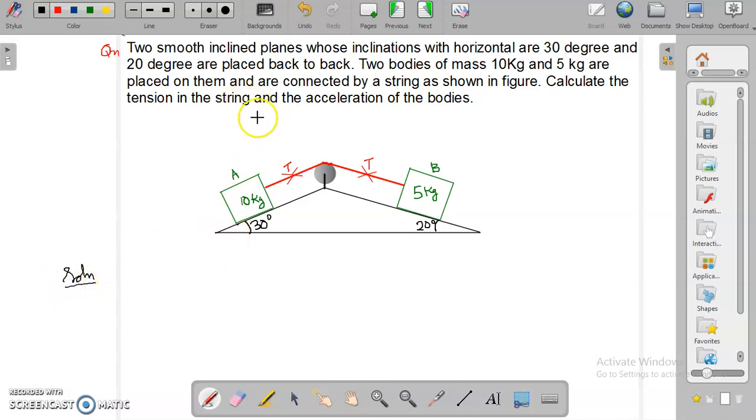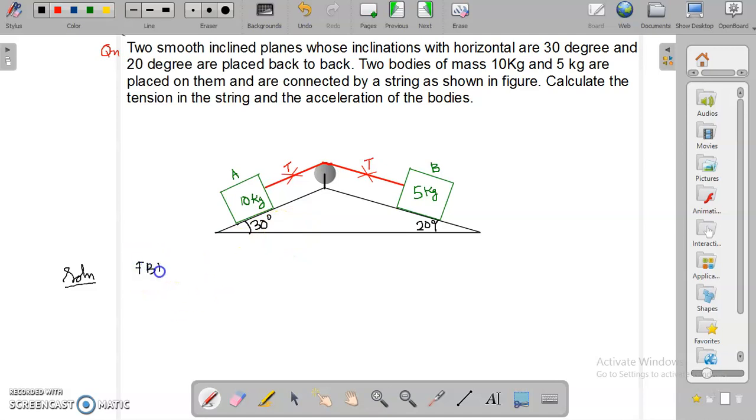So here are two smooth inclined planes, inclined at 30 degrees and 20 degrees, and two masses are kept, that is 10 kg and 5 kg. This is mass A and this is mass B. They are connected using a string over a pulley like this, and let T be the tension. So we will consider the free body diagrams individually.